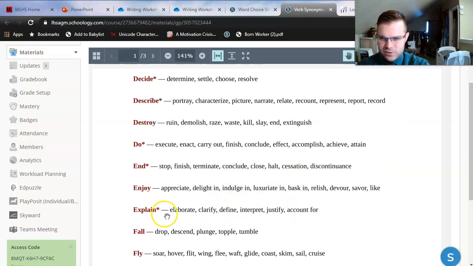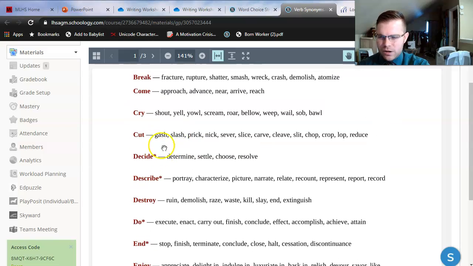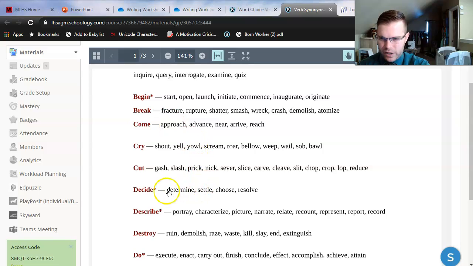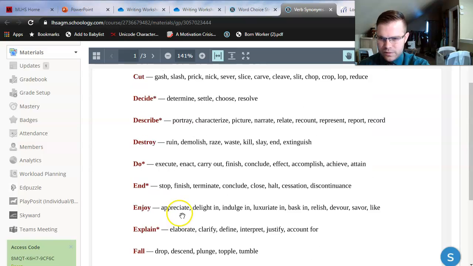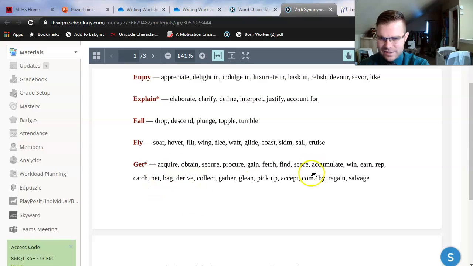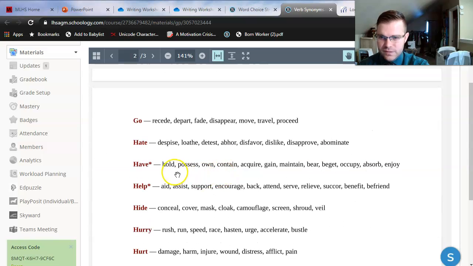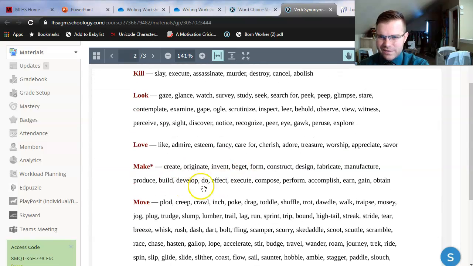We can keep going with these too. Explains on there. I put a star by any of these verbs that are common in writing. Decide, describe, do, explain, get. Get is a really weak one. Have, make. Make is a good example in general, right?